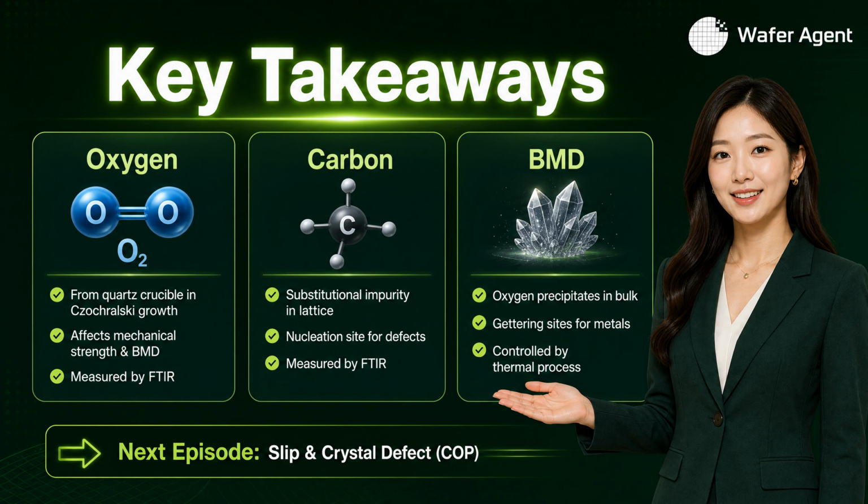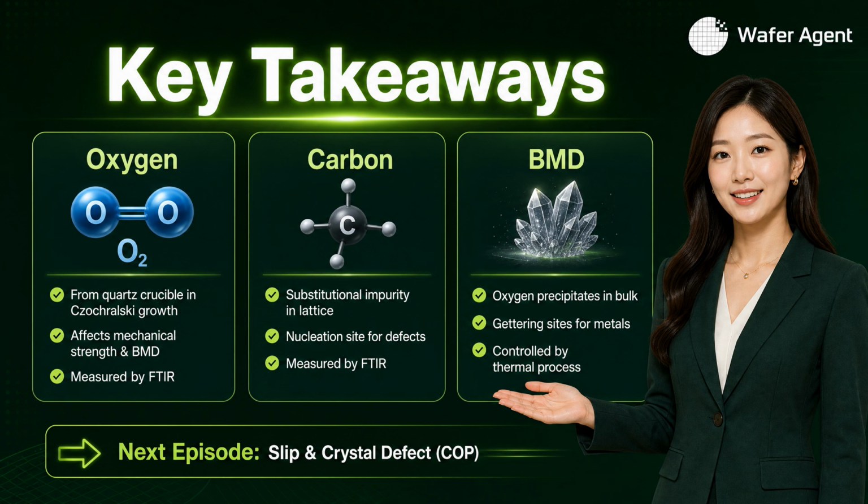It strengthens the wafer and enables gettering, but must be carefully controlled to avoid BMD and thermal donor issues. Carbon substitutes in the silicon lattice and can act as a nucleation site for defects. It is measured by FTIR. BMD, bulk microdefects, are oxygen precipitates formed during heat treatment. They provide gettering capability, but excessive density causes mechanical problems.